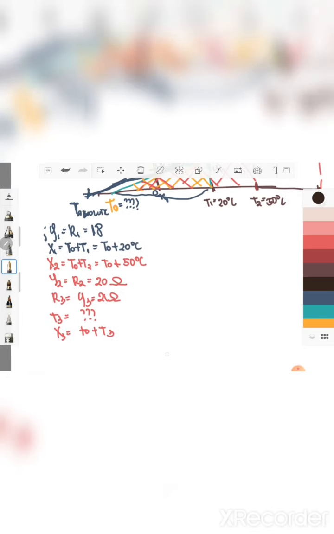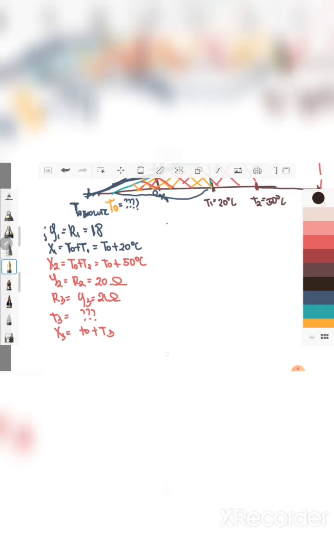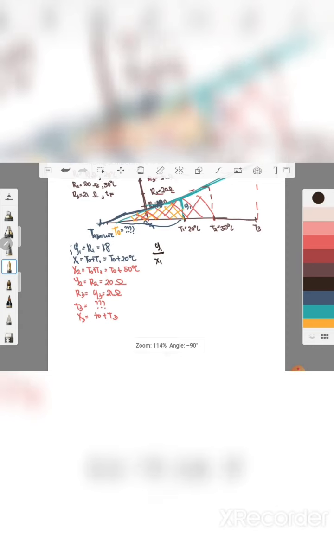So, we have SOHCAHTOA. We have our opposite over adjacent. Our opposite at x1 is equal to y1, and our adjacent is x1. Right? If you consider that this will be your theta. This will be your opposite. This will be your adjacent. Tama ba? Yun lang din sa triangle 2. We have our opposite, which is equal to your y2, all over our adjacent, which is equal to x2.